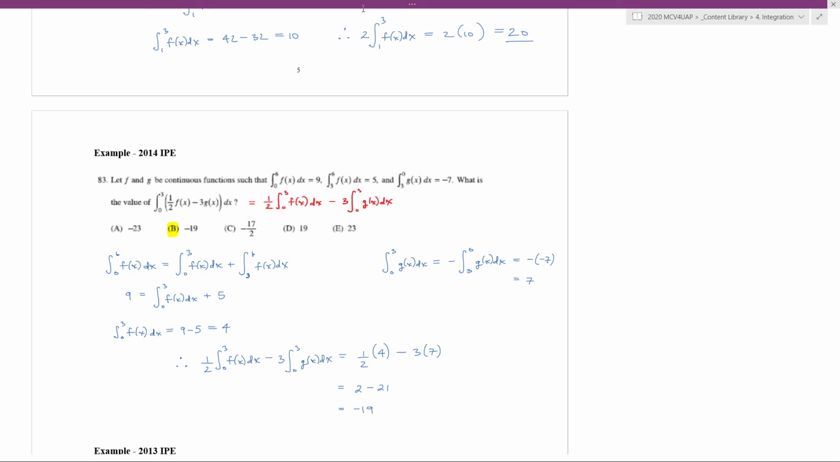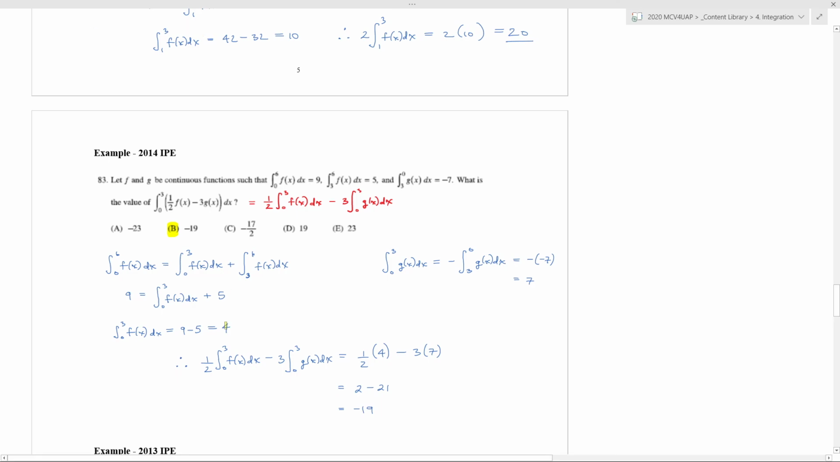So now I'm going to use the 4 and the 7, and sub them into that expression that I wrote in red. So 1/2 the integral from 0 to 3 of f of x dx minus 3 times the integral from 0 to 3 of g of x dx is just 1/2 of 4, because the integral from 0 to 3 of f of x dx is 4, minus 3 times 7, because the integral from 0 to 3 of g of x is 7.